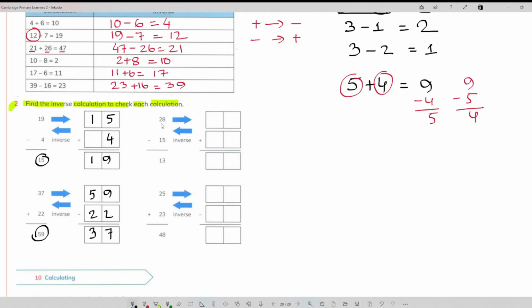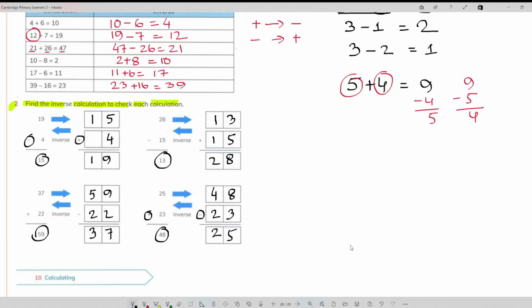Similarly, 28 minus 15 is 13. It means 13 plus 15 will be 28. Reverse, inverse. Look, once here is minus, we are doing inverse plus. Last one, 25 plus 23 is 48. It means 48 minus 23 is 25.